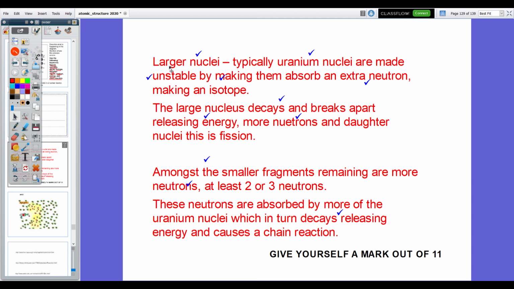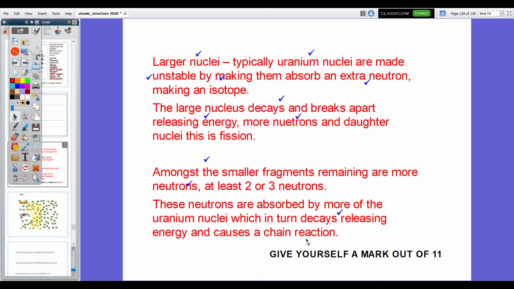Larger nuclei, particularly uranium nuclei, are made unstable by making them absorb an extra neutron, making an isotope. The large nucleus decays and breaks apart, releasing energy, more neutrons and the daughter nuclei. This is fission. Amongst the smaller fragments remaining are more neutrons, at least 2 or 3. These neutrons are absorbed by more of the uranium nuclei, which in turn decays, releasing energy and causing a chain reaction.